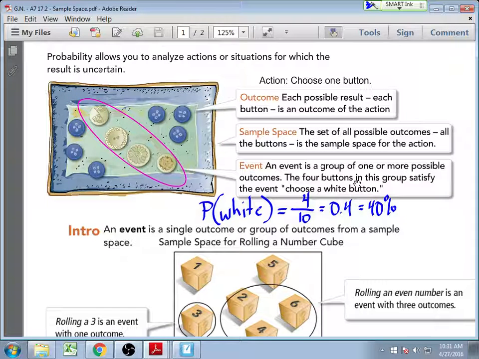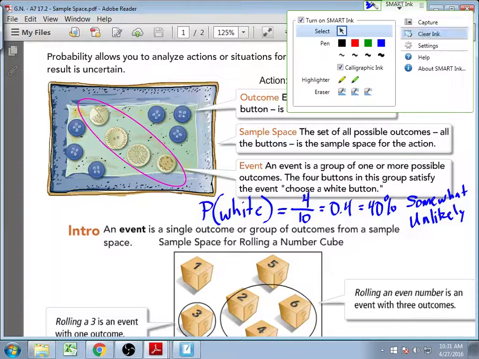So how would we phrase this? How would we give a word to it? Is it likely that you're going to draw a white button? It's unlikely. Yeah, so it's unlikely, but it's not very unlikely. So I would maybe say somewhat unlikely. Or you could say just under half, or things like that. Like you could assign verbal for whatever you're trying to do.